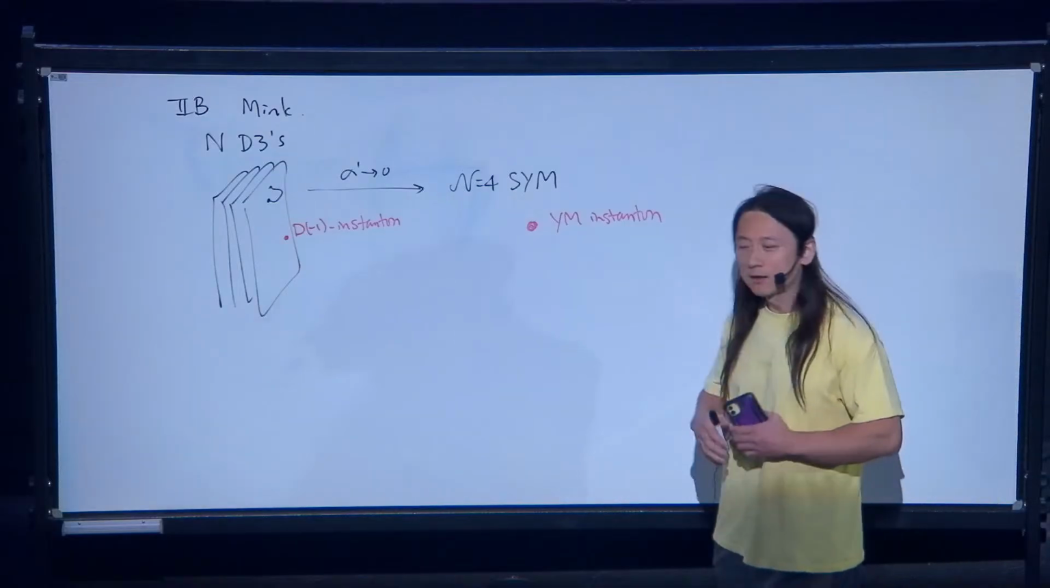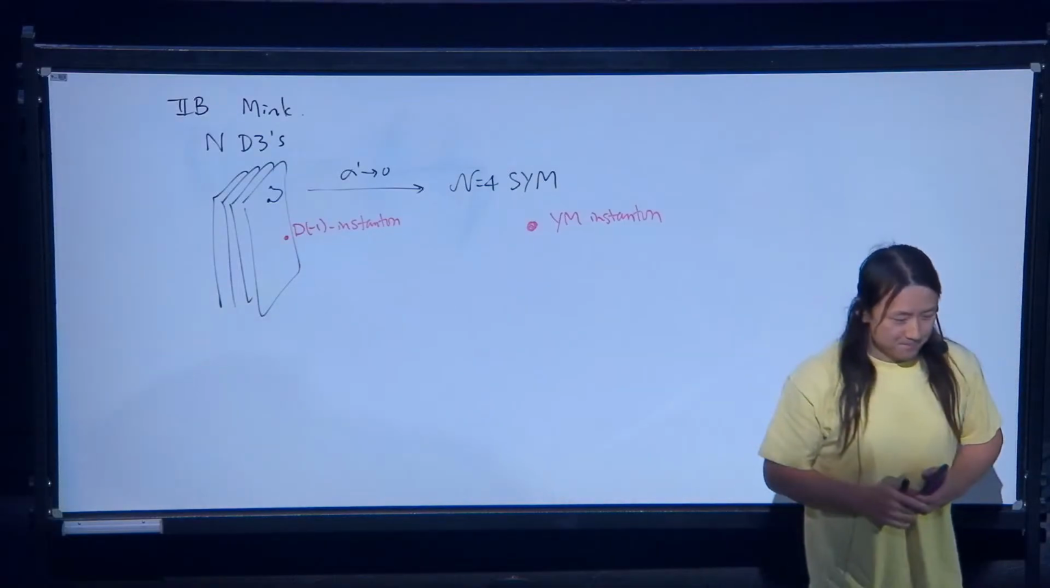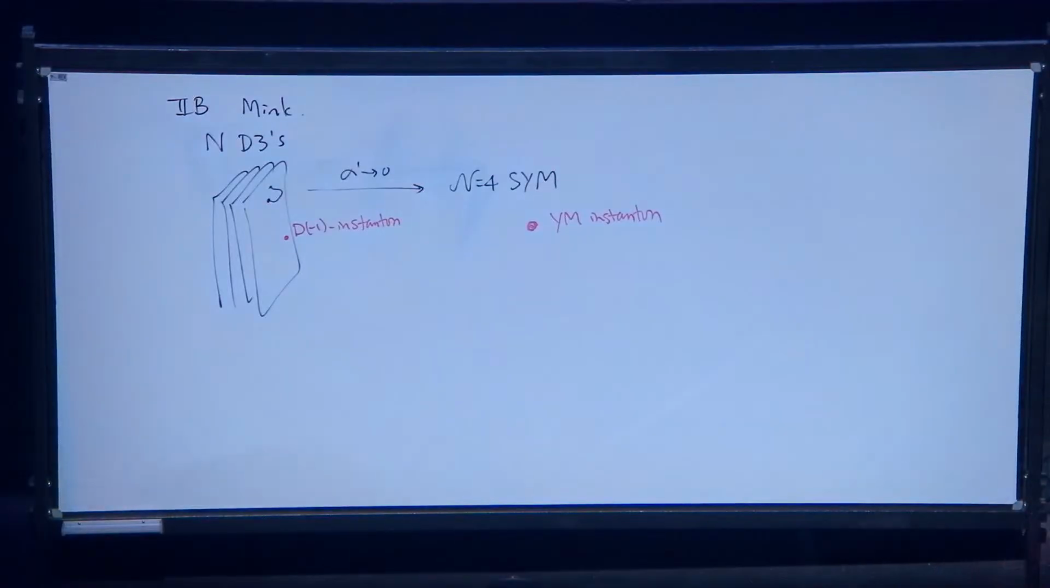And in order to actually calculate that instanton contribution, what you usually do is consider a perturbative expansion of the path integral around that saddle point, the Yang-Mills instanton saddle point.